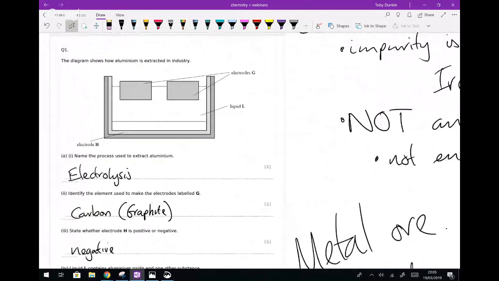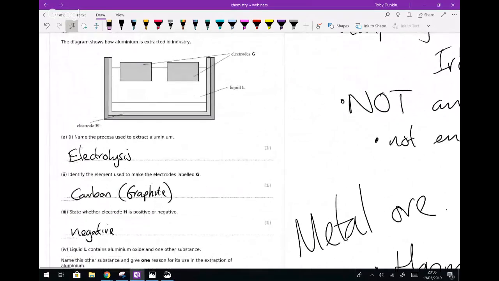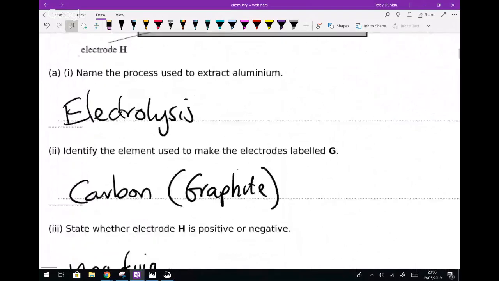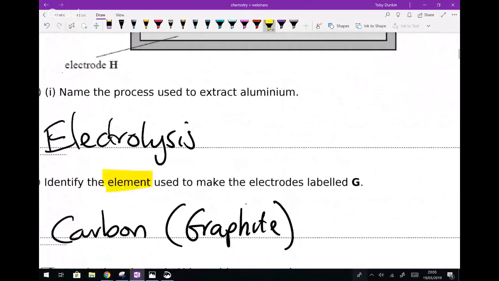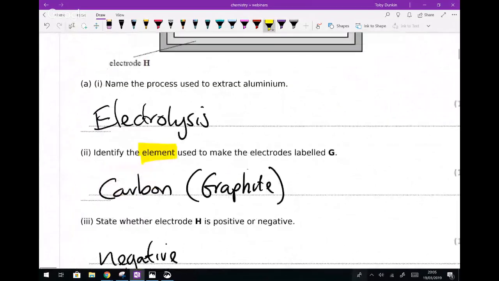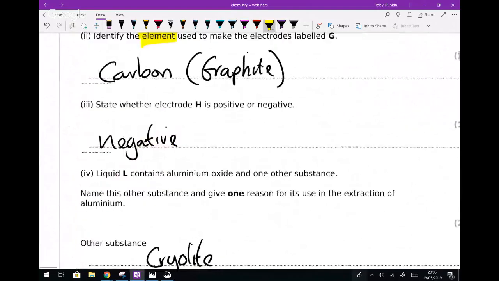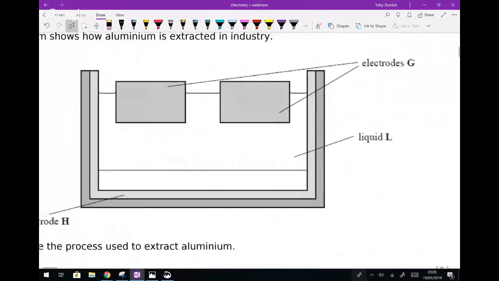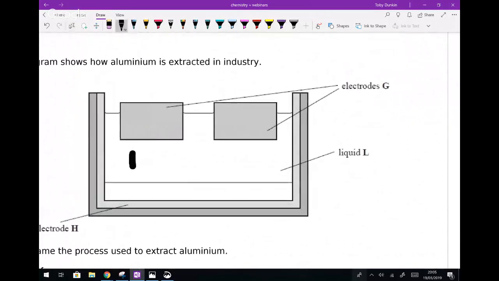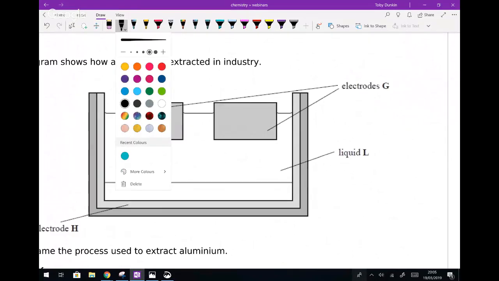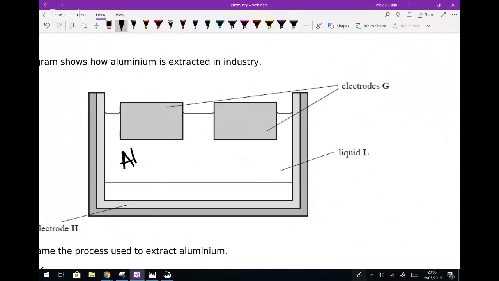Extraction of aluminium, electrolysis. Element, key word there, folks. The element used to make the electrodes is graphite, but the element, of course, is carbon. State whether or not the electrode is positive or negative. This is quite a clever one because we have in here aluminium 3+ ions and O2- ions.